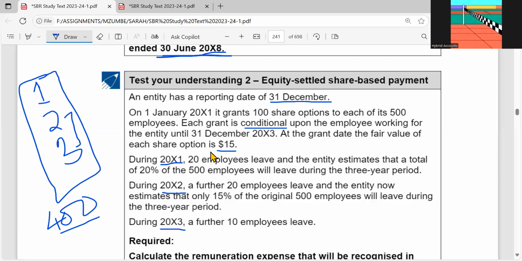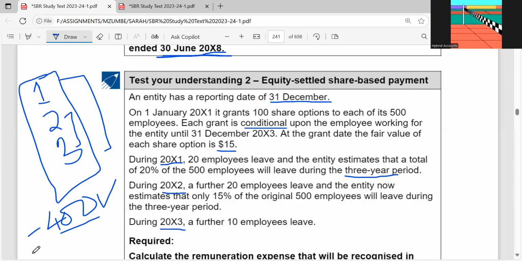All right, so as you can see now, you'd have to have the estimate for year one, and then like you see now, during 20x1, be careful again. 20 employees leave during year one, and a total of this one will leave during the 3-year period. So you have already been provided with the figure for all 3 years, right? So which is 20% of 500, which is 100. So 500 minus 100, you remain with 400.